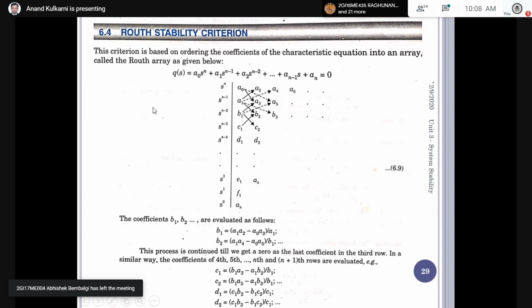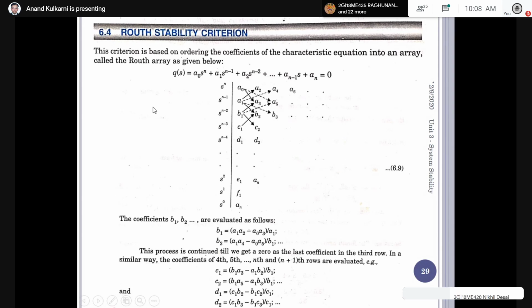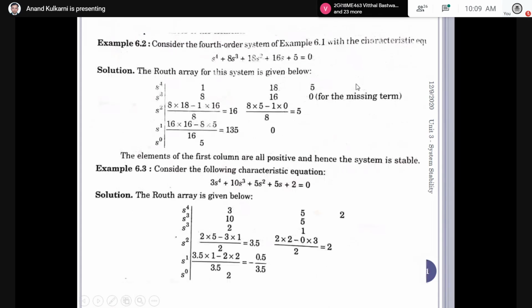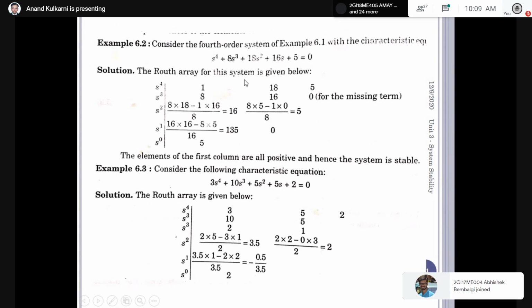And before starting the Routh's array, you should see that all the terms in the polynomial have to be present and they have to be positive. If any one of the terms is missing or any one of the terms is 0, it indicates the system is unstable. And at the same time, if any one sign in the Routh's array is negative, then also the system is unstable. So we have seen two normal cases, where the first case we have seen in the previous class, we have solved the Routh's array.